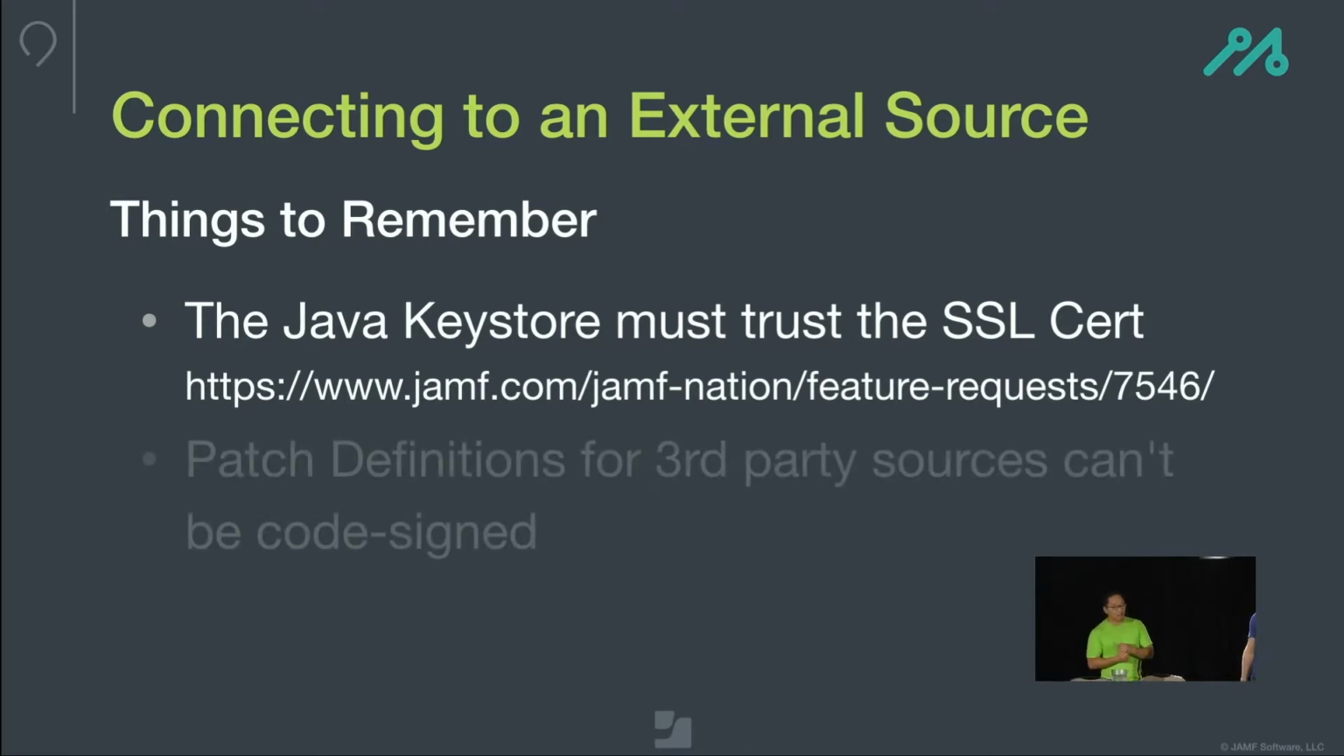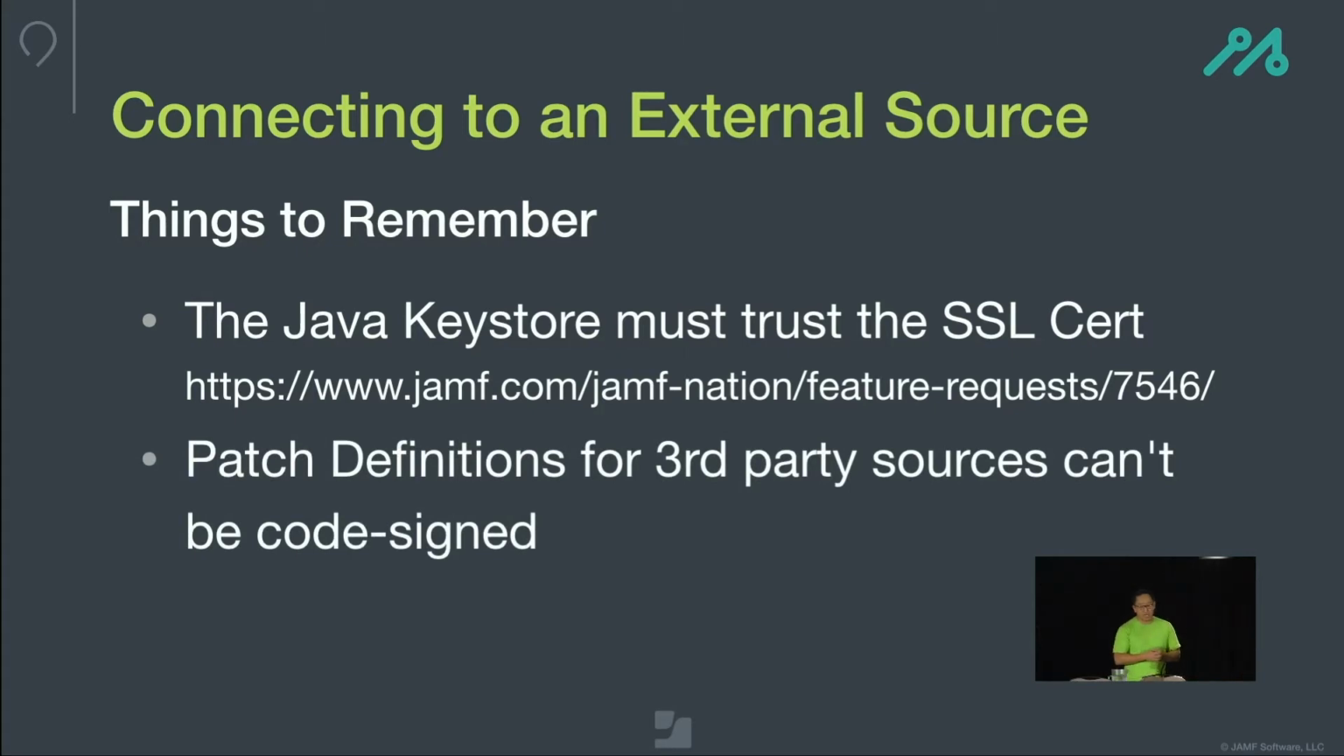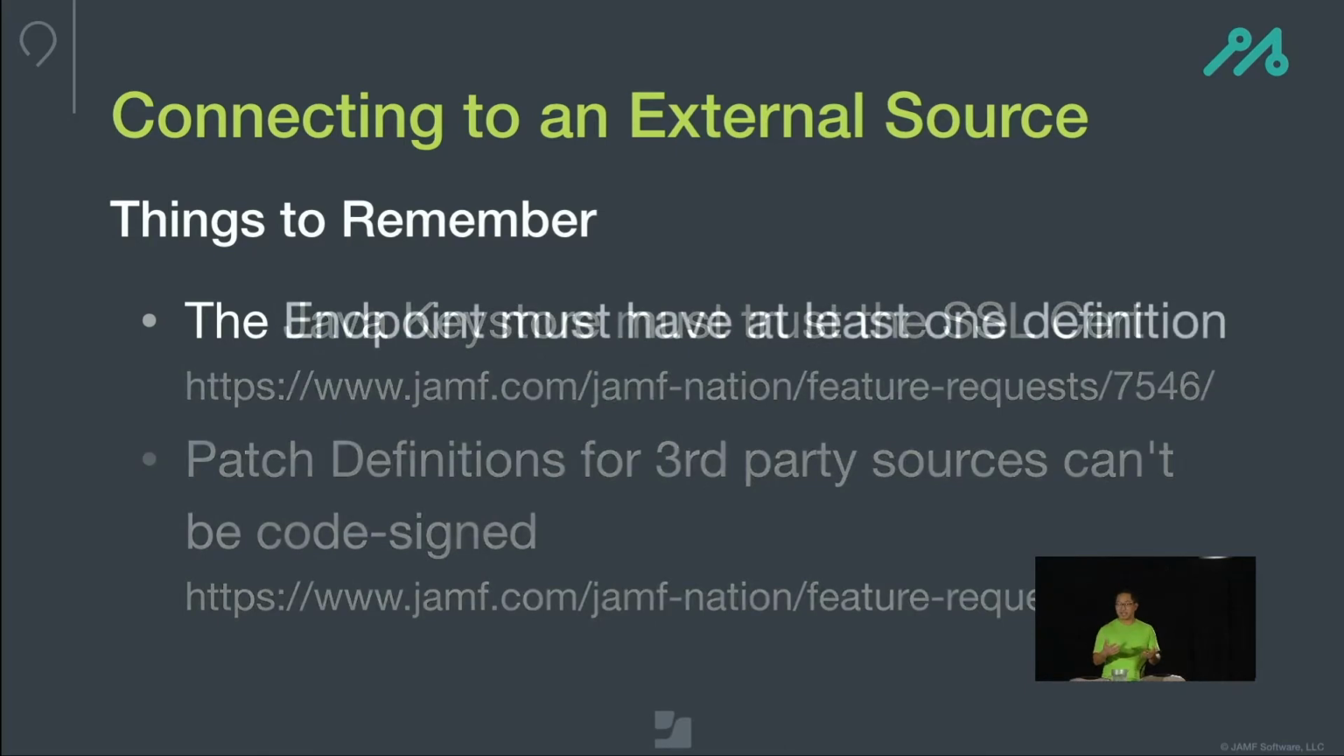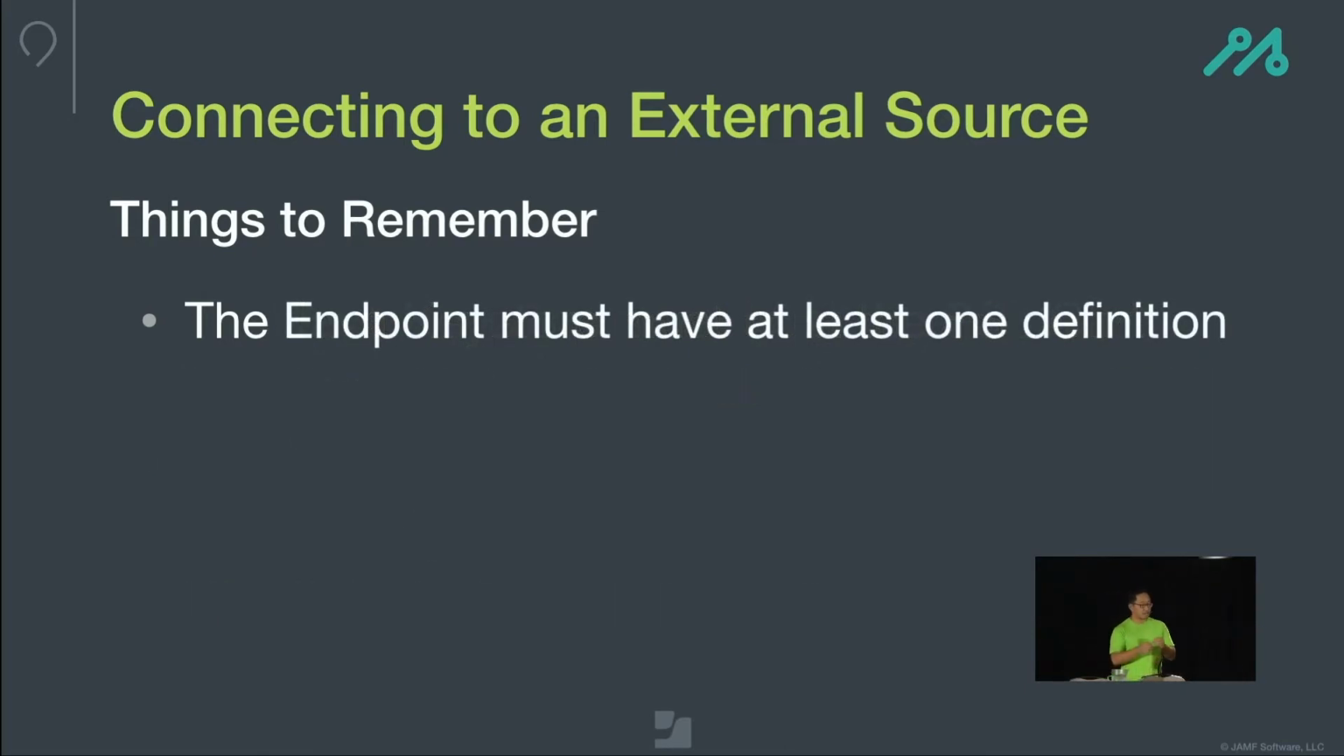Additionally, for third-party software definitions, Jamf Pro doesn't recognize the code signature, so currently you'll run into that issue as well. Duncan and his team have created another feature request, 7545, that you can upvote too. Please upvote our stuff, it would make their life easier. And last, when you're setting up and testing the endpoint, you need to have a valid definition within your patch definition, otherwise it's going to come back error in, error out. So make sure you have that in there before you test it.